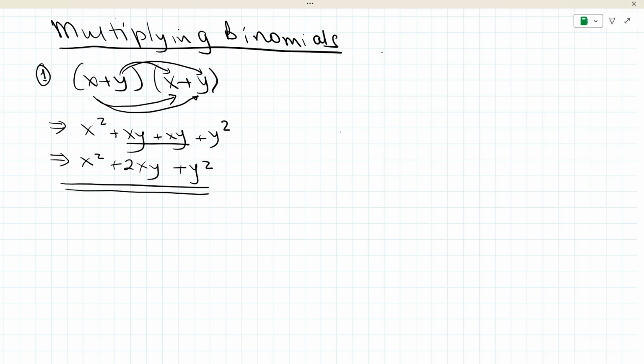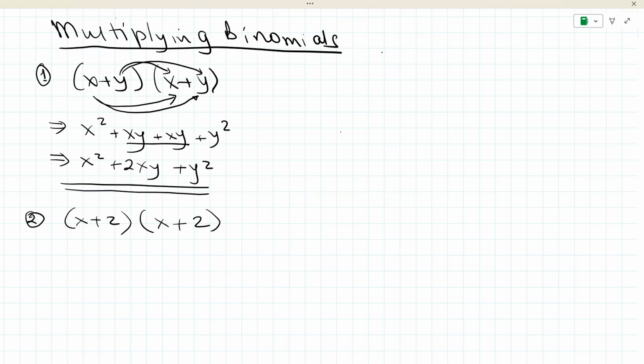Okay, let's try another example. Example 2. Let's suppose we are given x plus 2 to be multiplied by x plus 2.